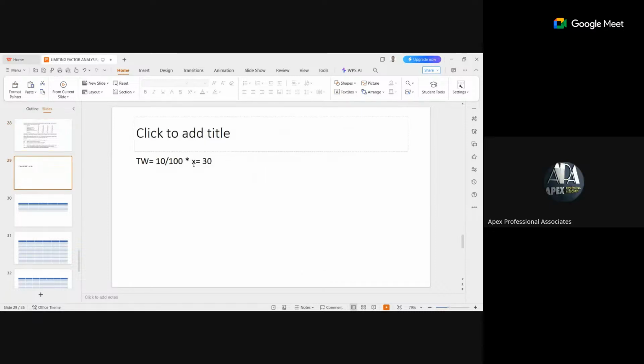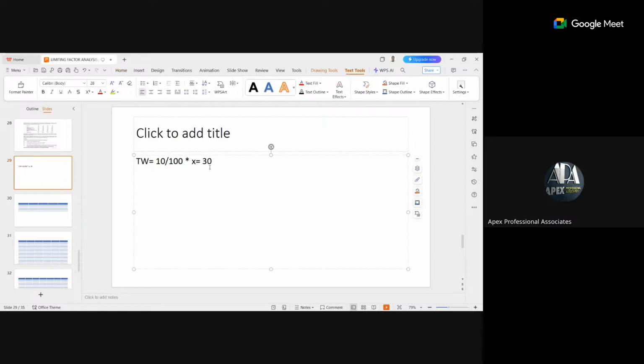So 10% of X is 30. What is X? 300. X is 30 divided by 10%. So X will be 300. Or, 10X is equal to 3,000. Divide both sides by 10, and X is equal to 300. Take note of this step.